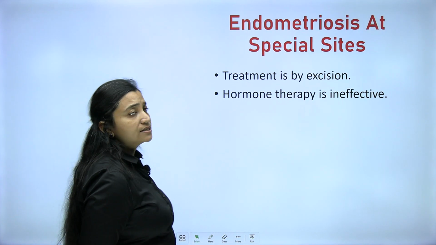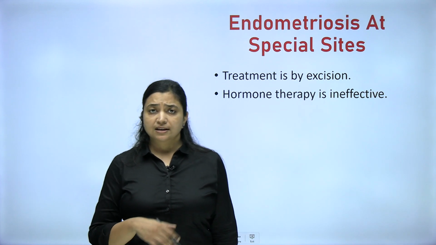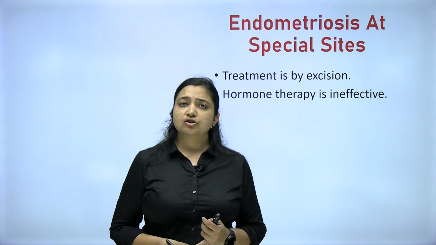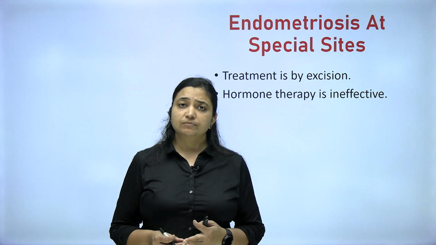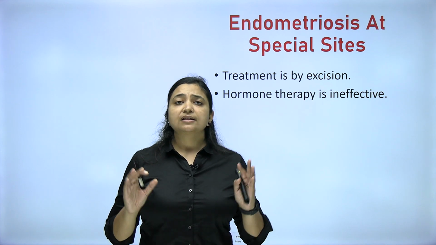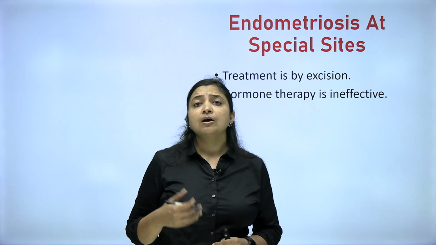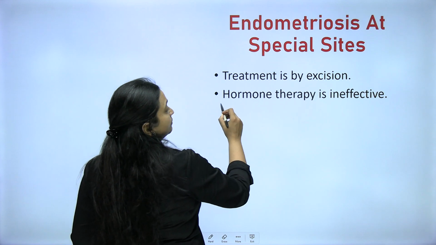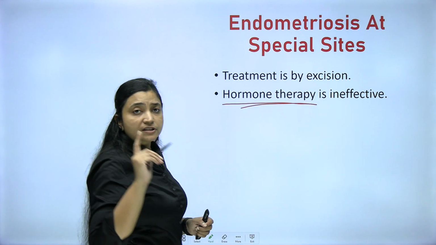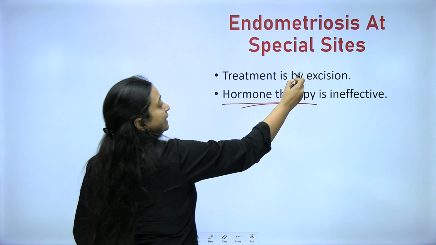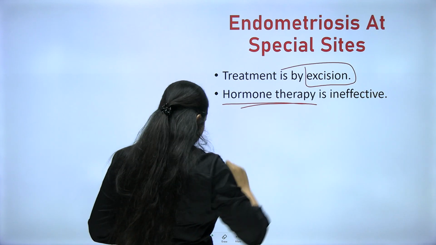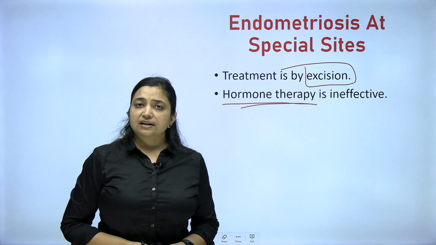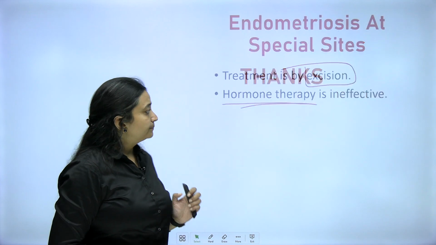Now endometriosis at special sites. Special site means away from the abdomen, that is scar endometriosis, mainly episiotomy, umbilicus, hysterectomy, hysterotomy, caesarean. These scars, nowadays we are finding more and more patients of scar site endometriosis. Hormone therapy is not effective in cases of scar site endometriosis and excision is the treatment of choice. So don't try any medical management in cases of scar site endometriosis.